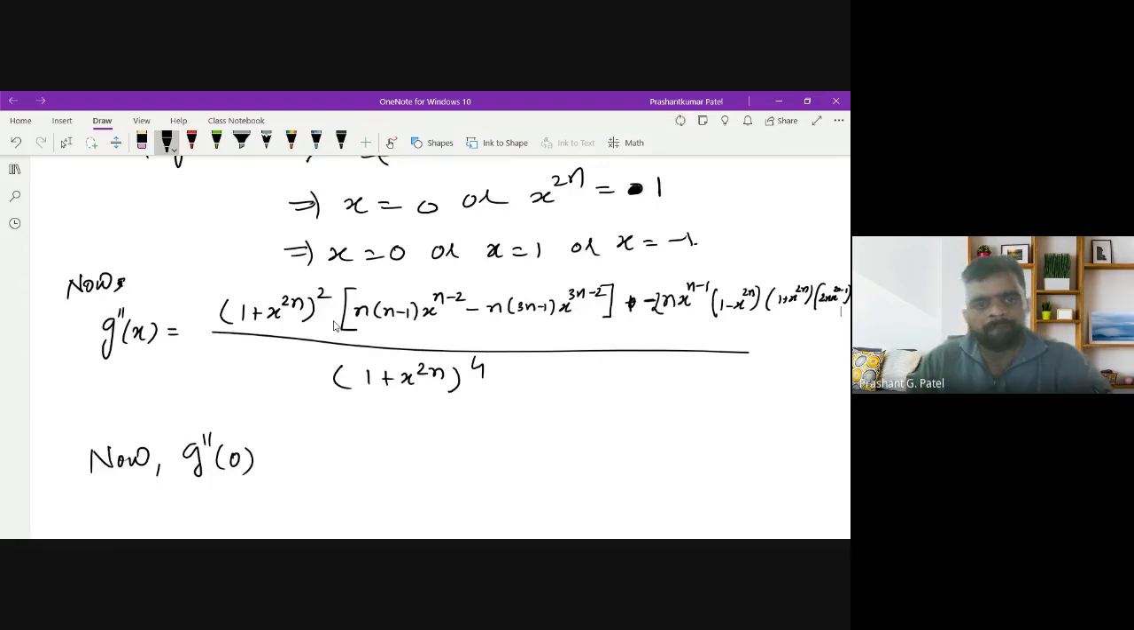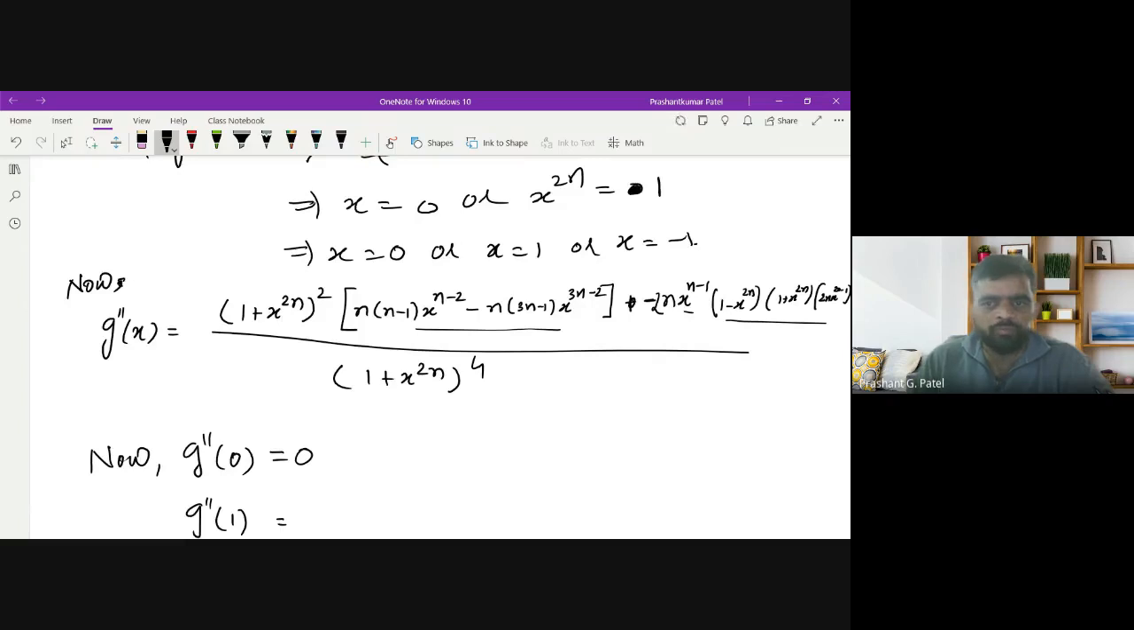If you substitute 0 here, this term will be 0, that you can see. And this is x into anything, so this will be 0. So nothing can be said about x equal to 0, whether it is maxima or minima. G double dash at 1, let us see what g double dash at 1 is. Now at 1, this value will tend to 0 because 1 minus x^(2n) is there. So this term is 0.